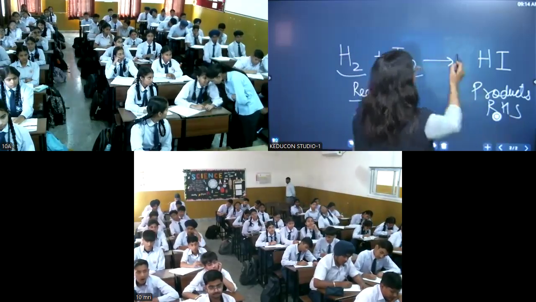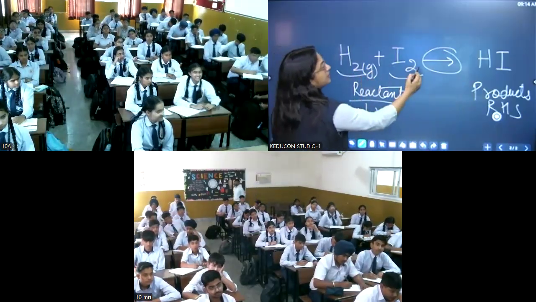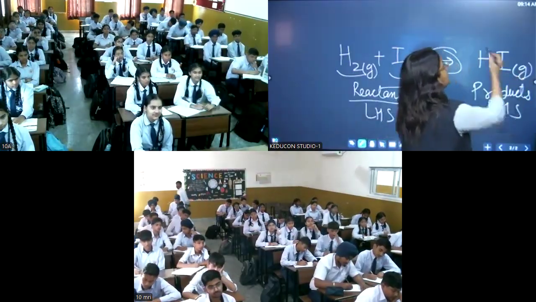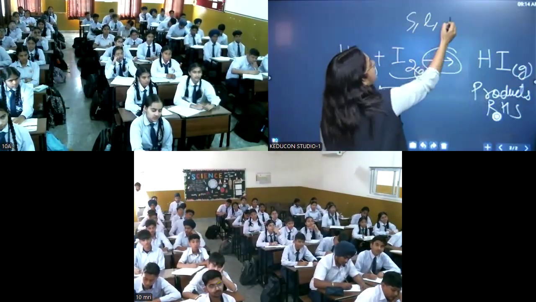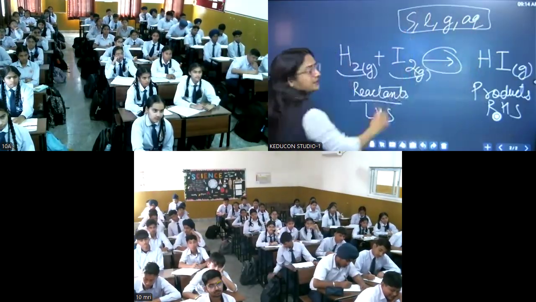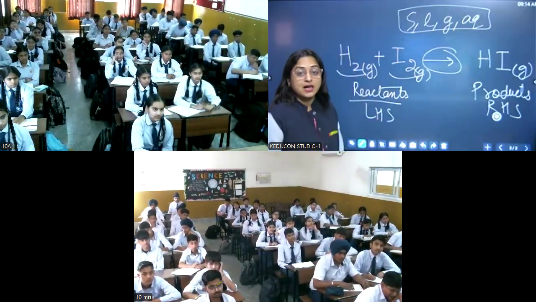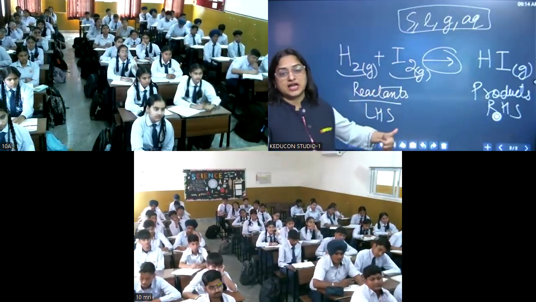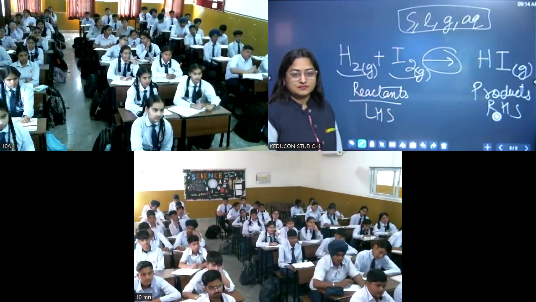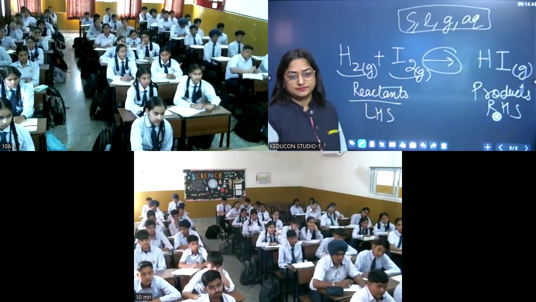Here we have an arrow, and we also mention the state of the reactants. It may be solid, liquid, gas, aqueous, molten, whatever. These are the states of reactants or products. We have to mention that. But one thing is missing in this reaction. Can you tell me what is missing? This reaction is not balanced, right?